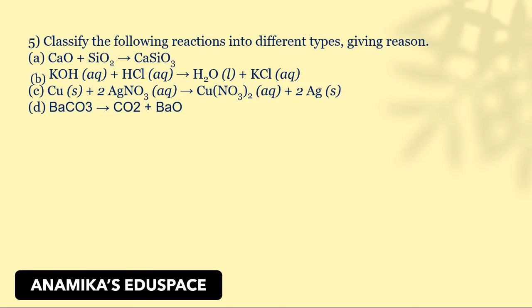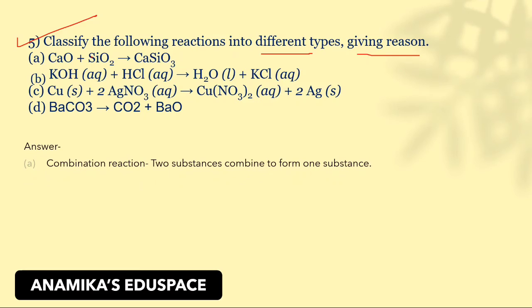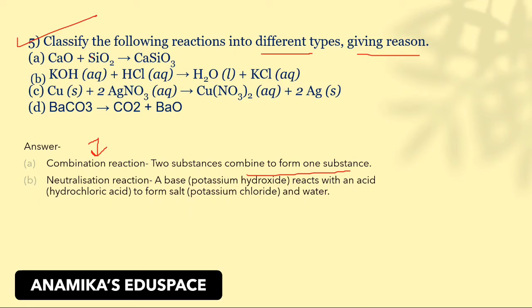Next question, classify the following reactions into different types giving the reason. So here see two reactants are there and it is combining and forming a single product. So let us find the answer. First will be a combination, because CaO plus SiO2 is a combination reaction. Two substances are combining to form one substance, that's why. Next reaction, you can see that KOH is aqueous and it is a base, whereas HCl is an acid. Base and acid is combining and forming a salt, that is KCl, right? KCl is a salt and it is also aqueous, so it is a neutralization reaction.